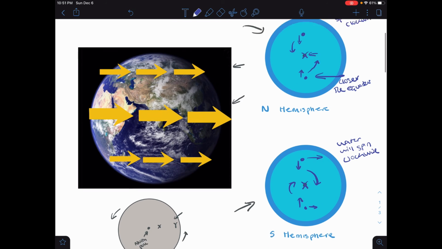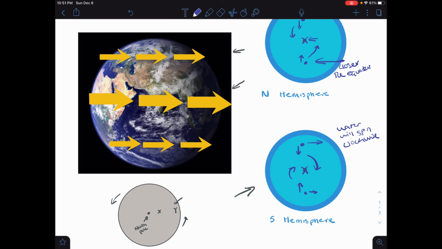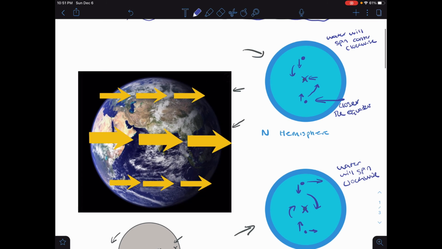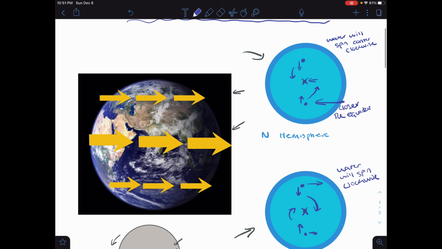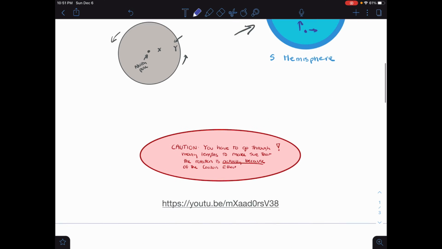And this is really interesting because if you think about it, when I was your age, I never figured out that the spin of water on the two hemispheres will ever be different. But the Coriolis effect proves that these bodies of water will spin in opposite directions.